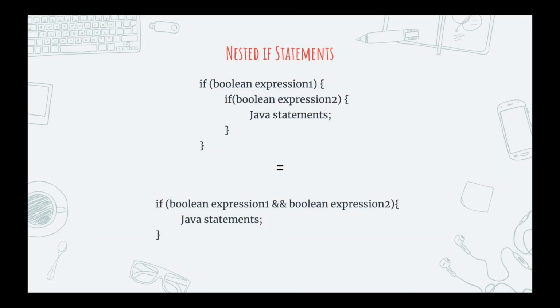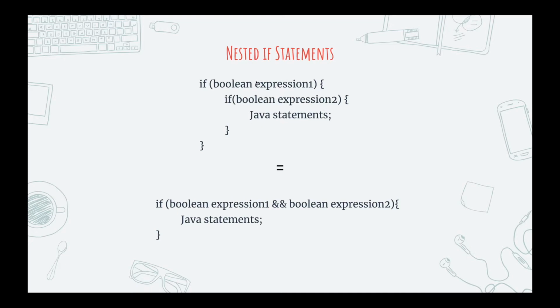Now, nested if statements is basically putting an if statement within an if statement. So if Boolean expression 1 evaluates to true, then the compiler will go and execute whatever is in between these two brackets. And in between these two brackets is, well, another if statement. So for that to even execute, this Boolean expression number 2 has to evaluate to true. And if that evaluates to true, then the Java statements within the second if statement get executed.